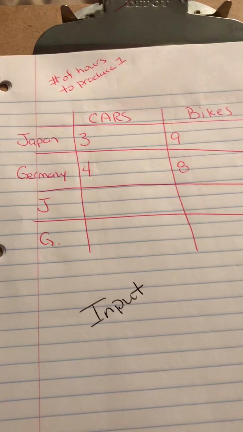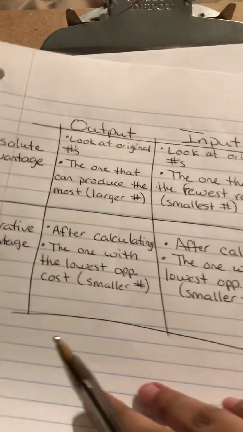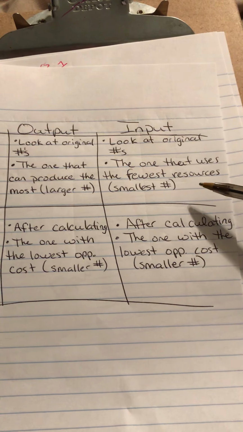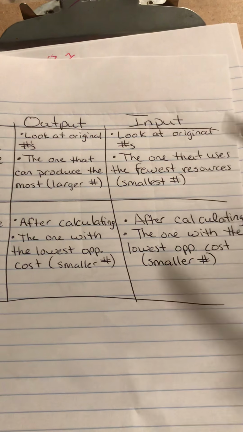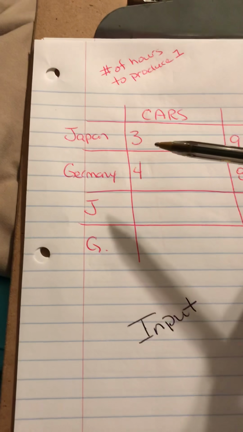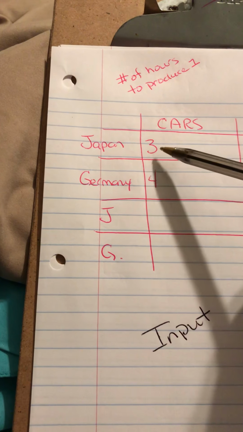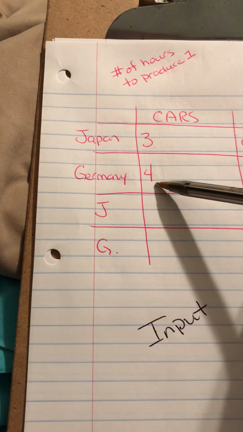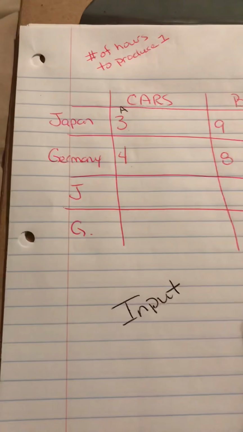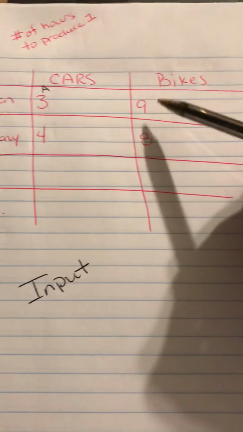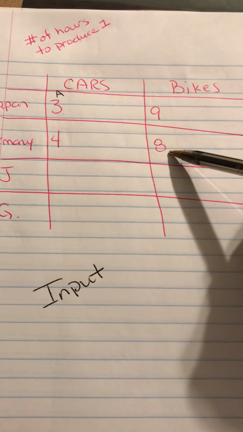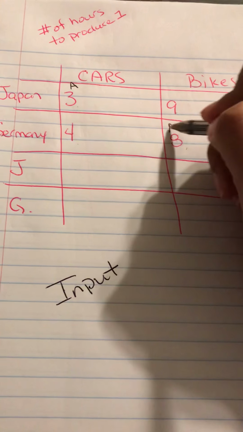So let's get started. Again, we're going to be looking for the absolute advantage. In an input question, looking at the original numbers, this time we're looking for the one that uses the fewest resources, the smaller number. Who takes the least amount of time to produce the product? So Japan takes 3 hours, Germany takes 4 hours. So Japan has absolute advantage in the production of cars. And in the production of bikes, it takes Japan 9 hours, and it takes Germany 8 hours. So Germany has an absolute advantage in the production of bikes.